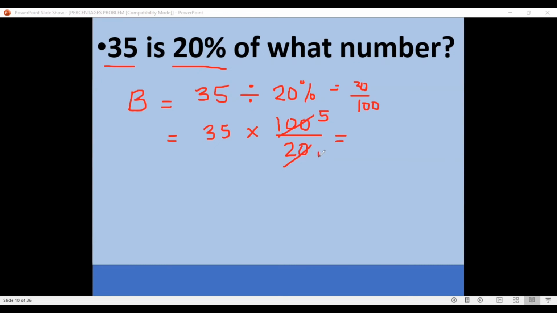And multiplying now, 5 times 35, there you have 25, carry 2, and then 3 times 5 is 15 plus the 2 that was regrouped a while ago. So we have 175. Okay, which means that 20% of 175 is equivalent to 35. Okay, so that is how you solve this kind of problem.